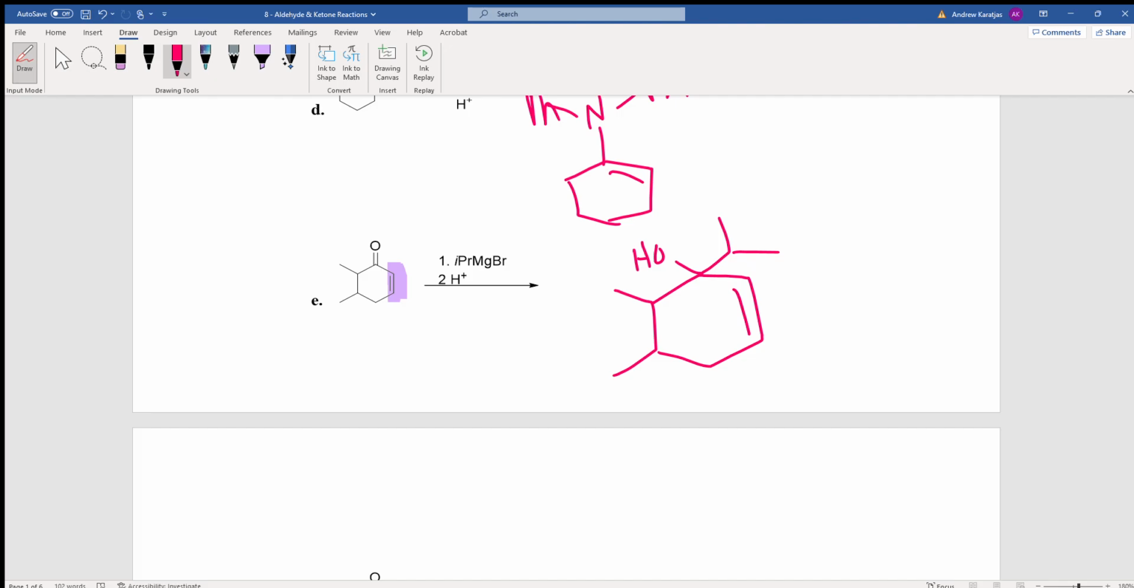How do we get a carbon group to add 1,4? You should recall from class that we talked about organocuprate reagents, and those allow for 1,4 addition of alkyl groups.